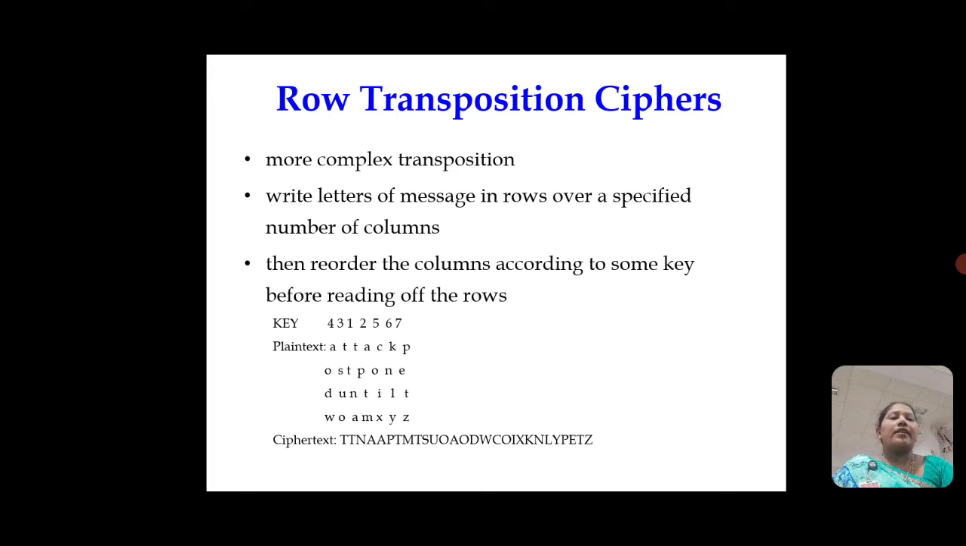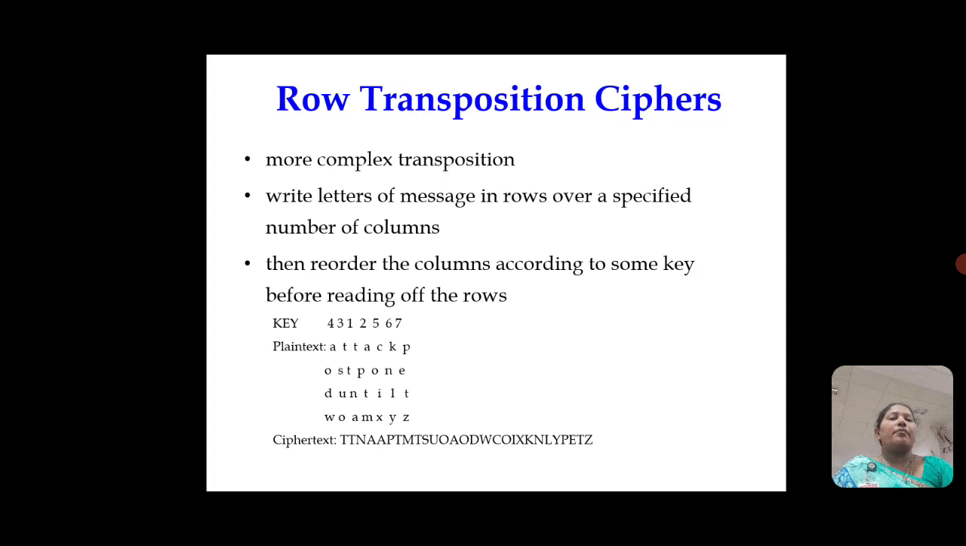So after writing this, you will be taking the number 1. Where is number 1 in the key? That is the particular column you will be writing first. So 4, 3, 1. The third digit is 1. So in that column, what are all the letters you are having? T, T, N, A. That you will be writing first.